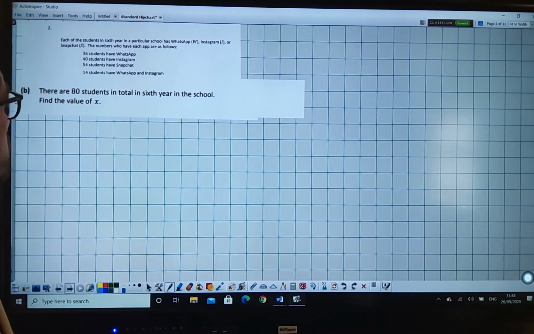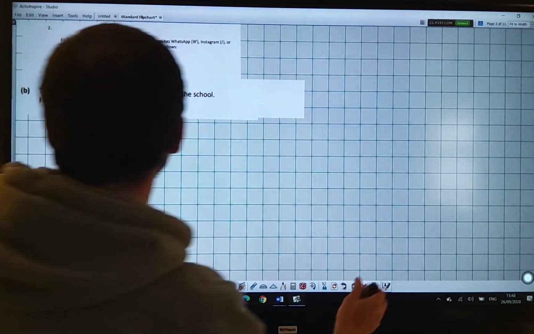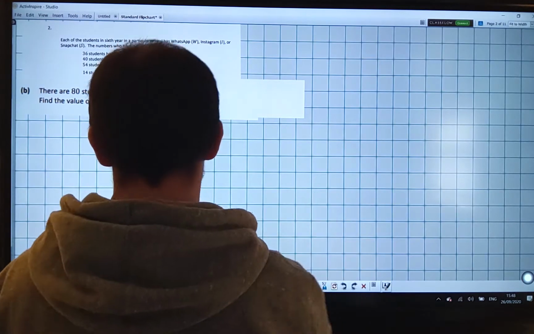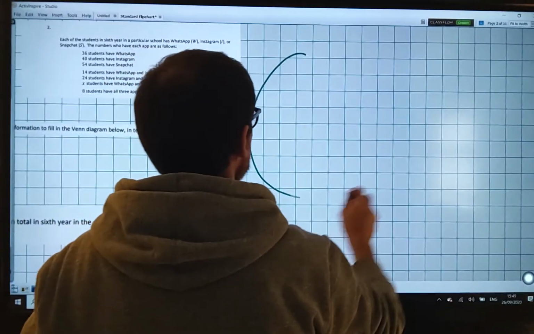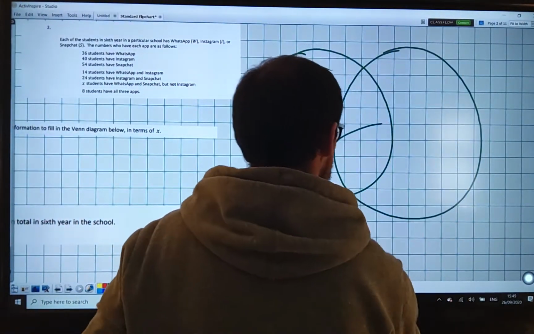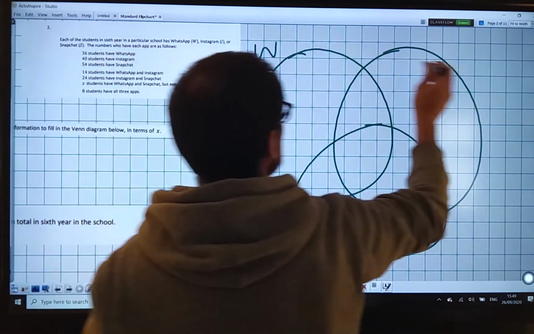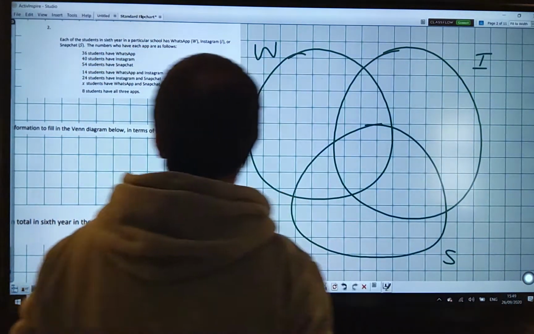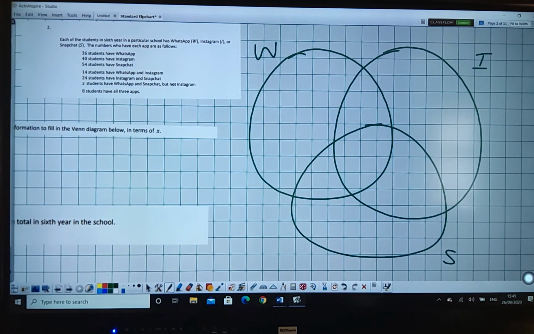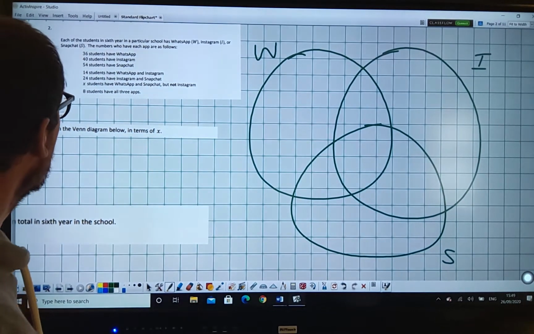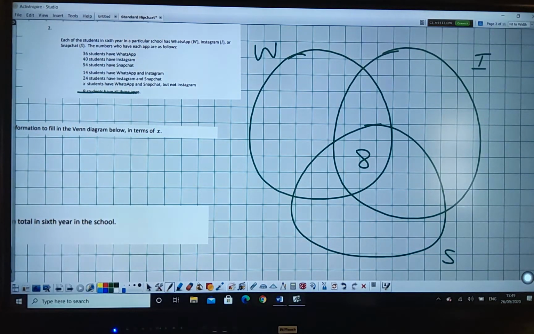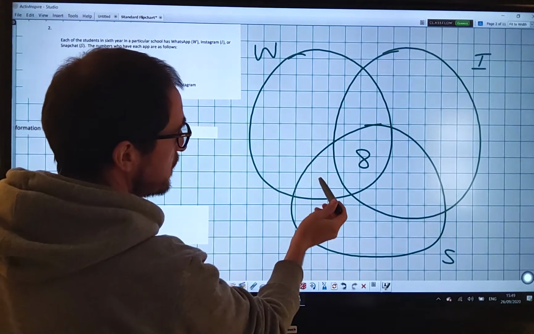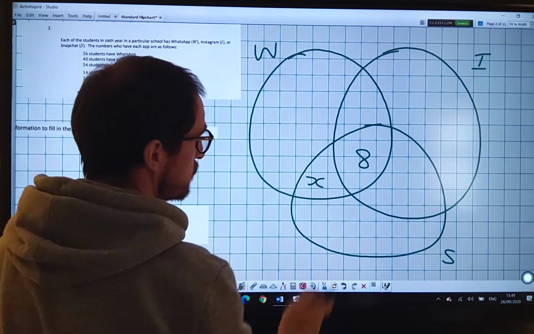Now, question two. Each of the students in 6th year in a particular school has WhatsApp, Instagram, or Snapchat. It's just about reading the clues and taking your time with it. So we have WhatsApp, Instagram, or Snapchat. It says here, X students have WhatsApp and Snapchat but not Instagram. So you always start at the bottom. So 8 students have all 3 apps. So that's 8, you cross it out. X have WhatsApp and Snapchat but not Instagram. WhatsApp and Snapchat but not Instagram is this area here. So that's going to be X.